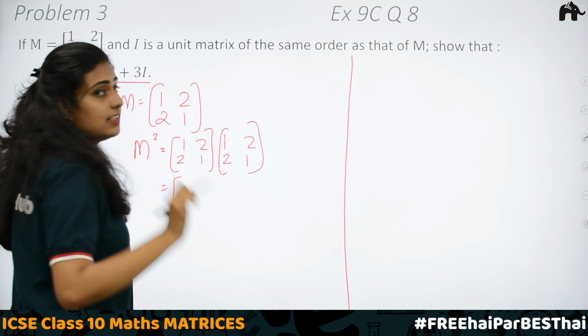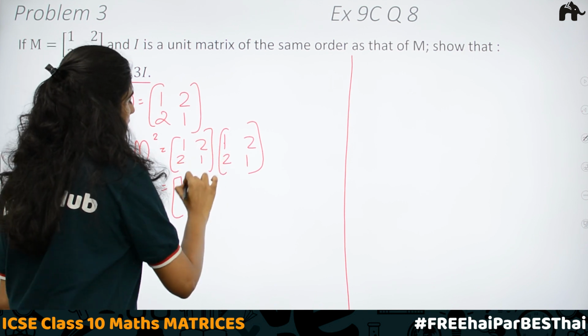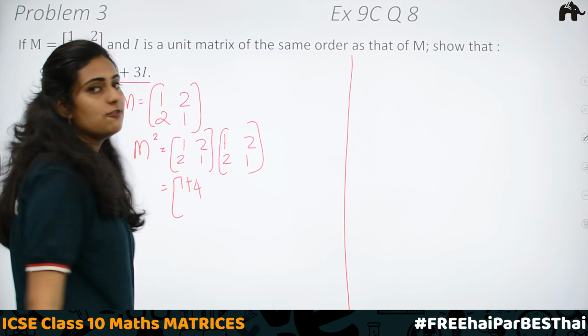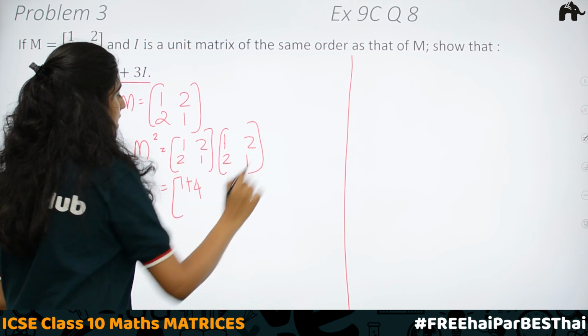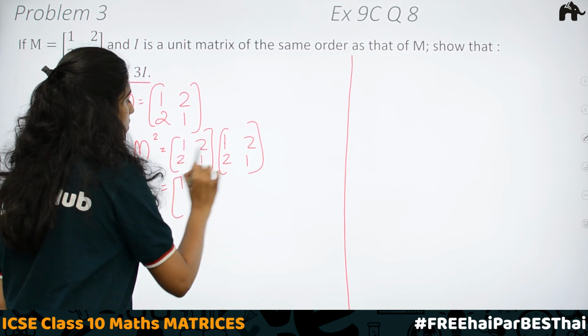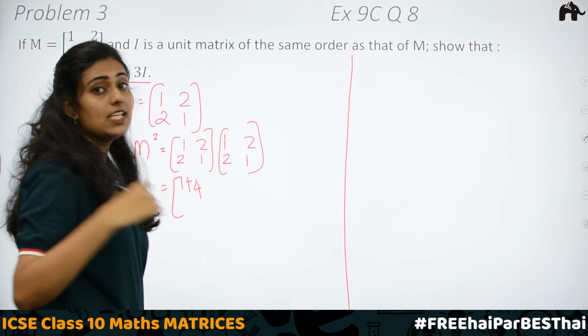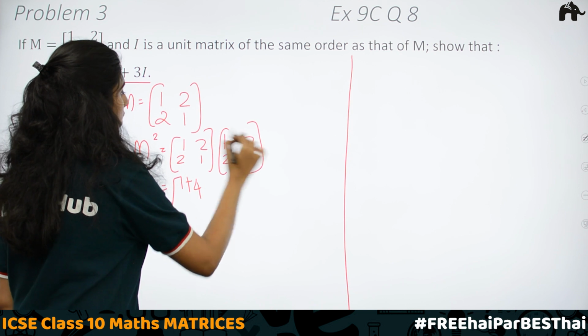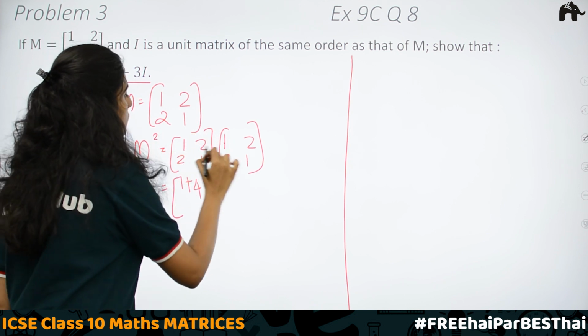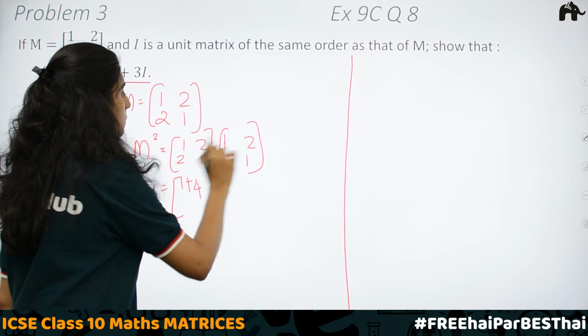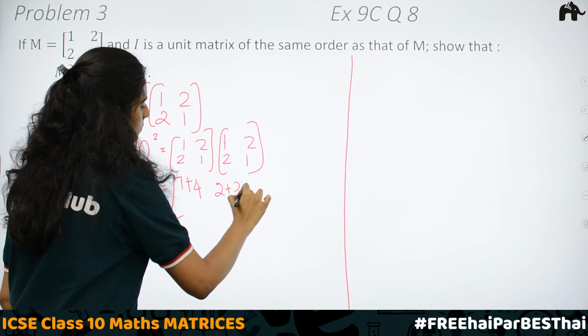1 into 1, 1 plus 2 into 2, 4. This is the first element. Next, to get the second element, multiply the first row from the first matrix and the second column of the second matrix. 1 into 2, 2, 2 into 1, 2, 2 plus 2.